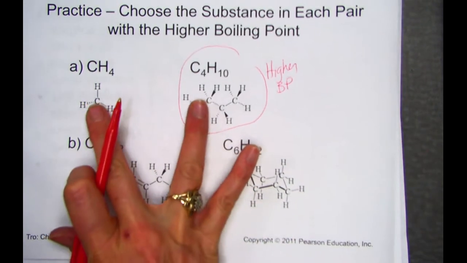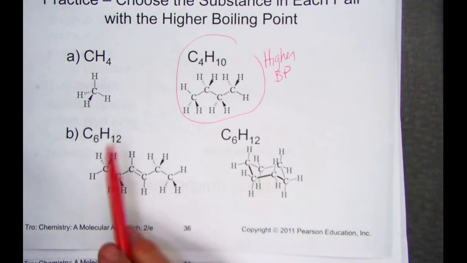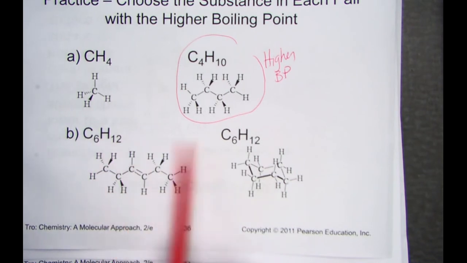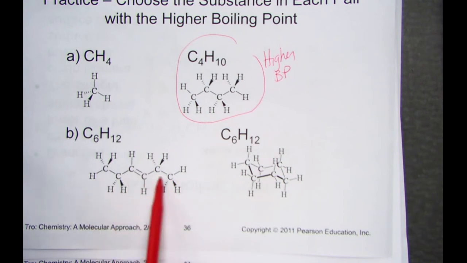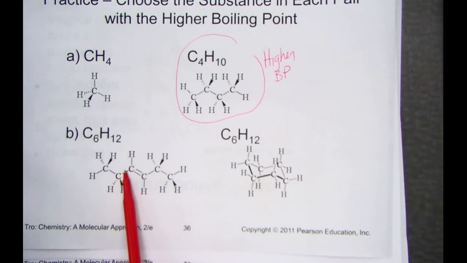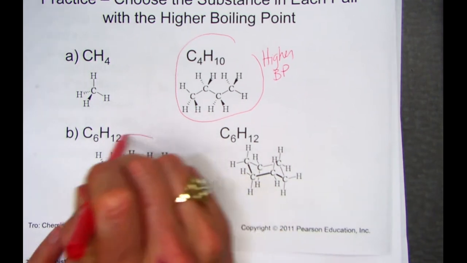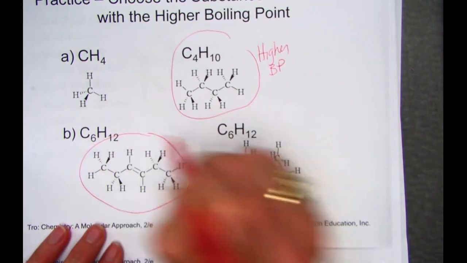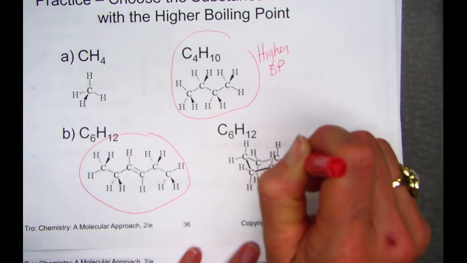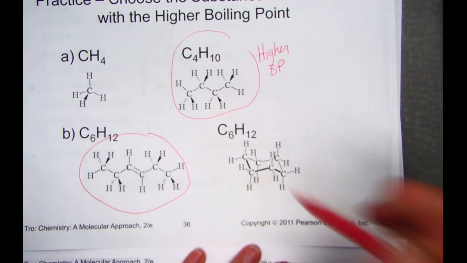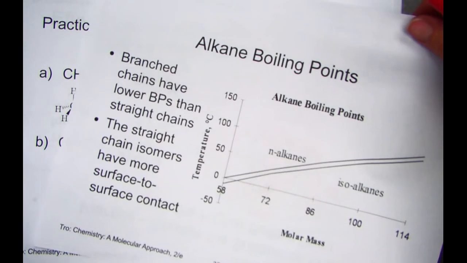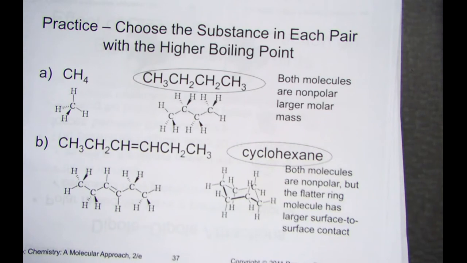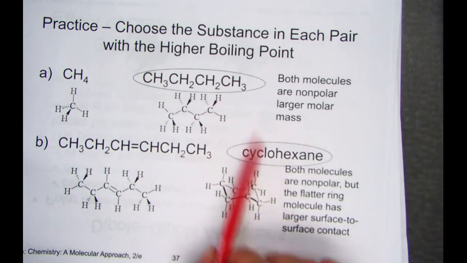Pick the heavier molecule, the long straight chain. Now in letter B, C6H12 is the same formula. One of them is a long carbon chain and the other is a cyclic structure. More surface area creates a higher boiling point. Less surface area, less intermolecular attraction, a lower boiling point. We selected correctly.